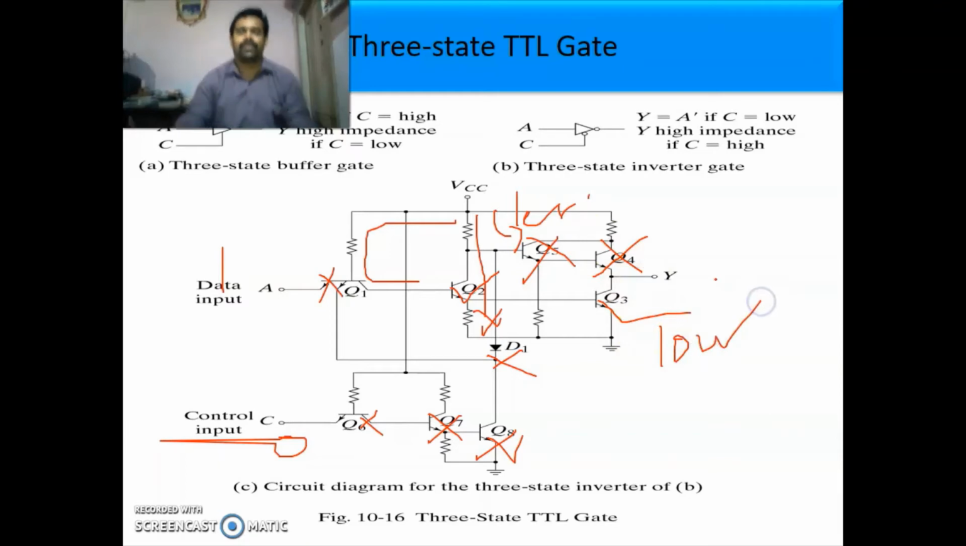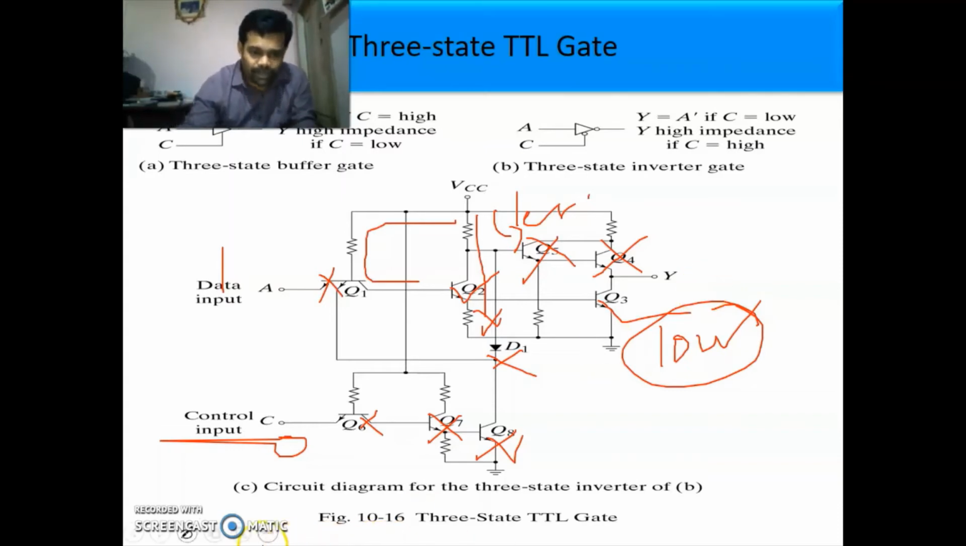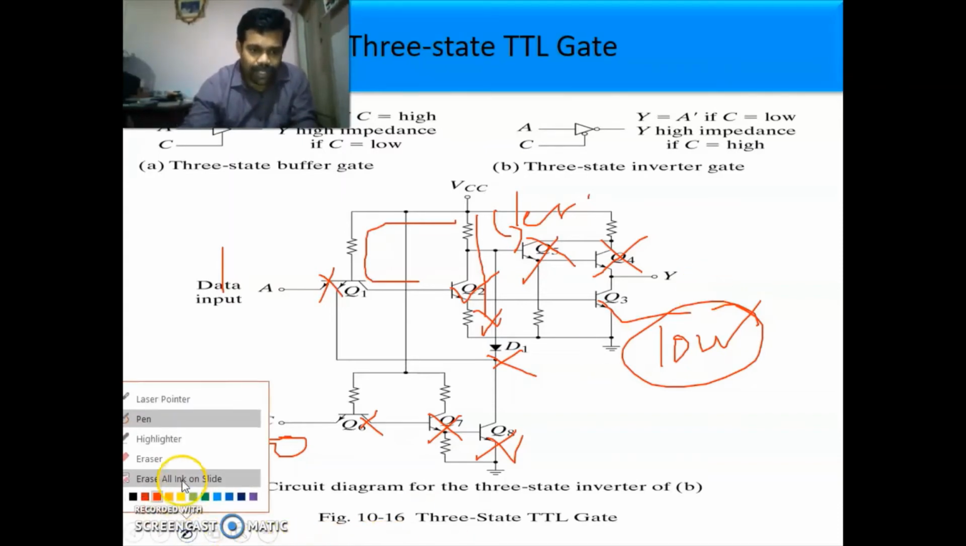low. So when control input is 0, when you are giving a data input of 0, you are getting output as high, and when you are giving a data input of high or 1, you are getting an output of low. So I have clearly explained the operation when control input is 0 and the data input is 0 and 1. If you want, once again I explain, be clear.